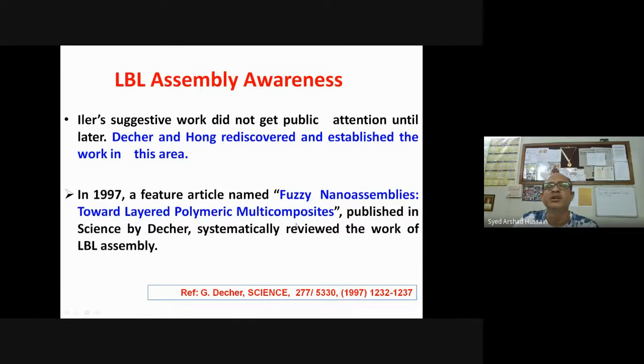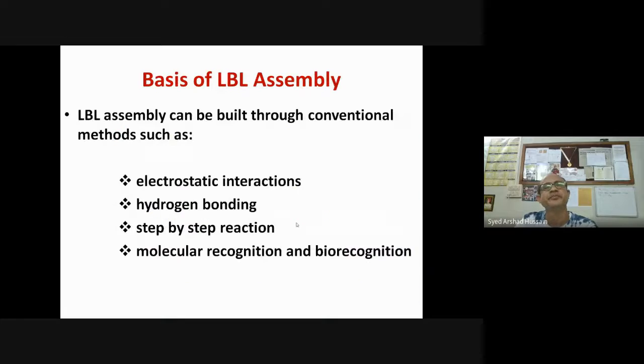And this work popularized the technique, and after that, across the globe, throughout the world, scientists started using this technique, and till today, a lot of research groups are using it, and it has a lot of commercial applications also already.